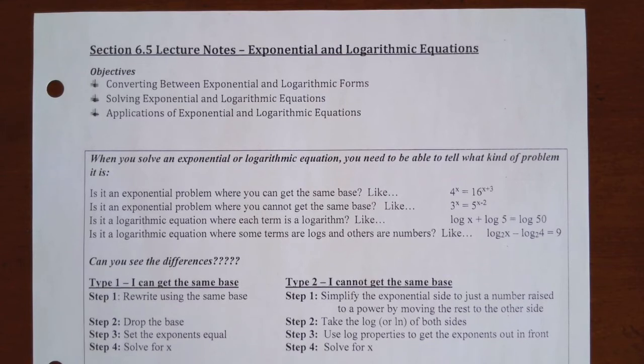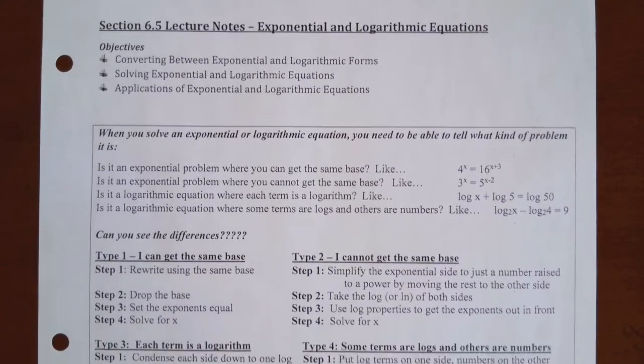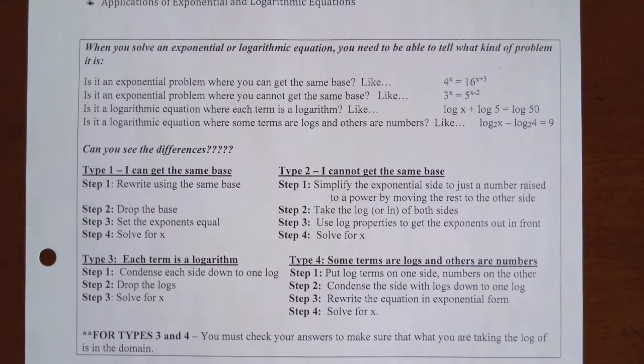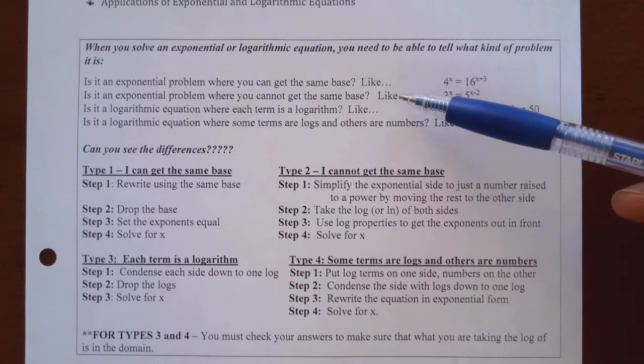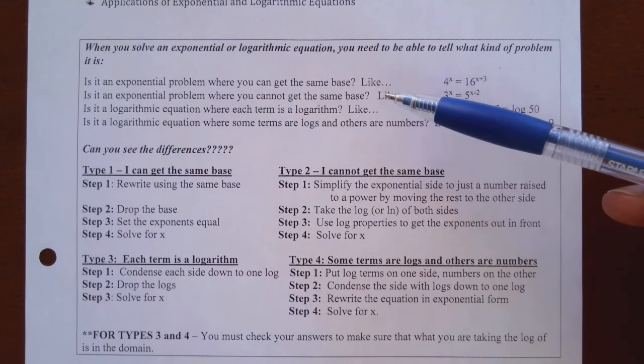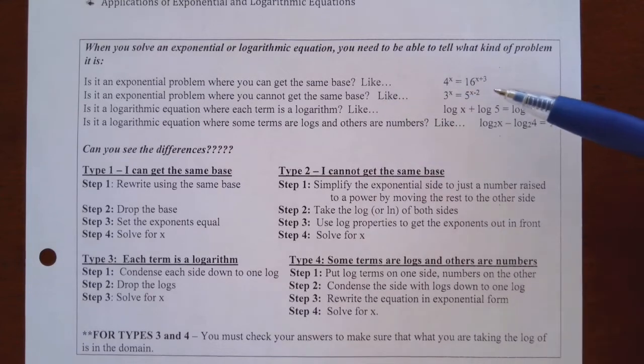So what I've done for you, and this may help, may not, is I tried to put everything together as the types of problems you'll be working with. So basically, you have two types of exponential problems that you might see. I've given you some examples over here, and then two types of logs, okay? When you have an exponential function, you're going to look at which one of these you have. Do you have an exponential problem where you can get the same base? Or do you have an exponential problem where you cannot get the same base?